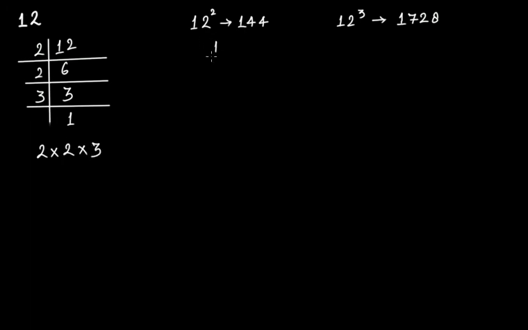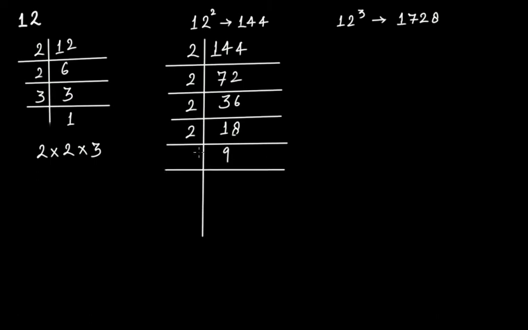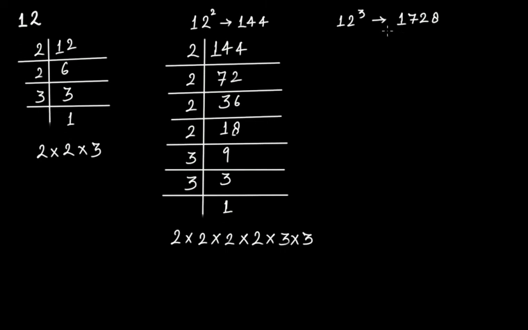Okay. Of 144, it is 2 into 72, then you have 36, then 18, then 9, then 3, and then 1. Okay. So the prime factorization of 144 is 2 multiplied by 2 multiplied by 2 multiplied by 2 multiplied by 3 multiplied by 3, right?